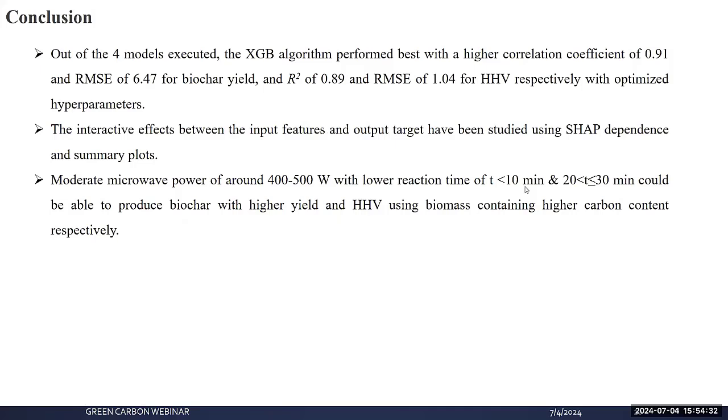Coming to the conclusion part, out of the four models executed, the XGB model has given higher prediction performance compared to other models, and the moderate microwave power of around 400 to 500 watt with a lower reaction time of less than 10 minutes and the time between 20 to 30 minutes. These conditions will favor the biochar with higher yield and energy value. These machine learning models are of black box nature, and these models won't give an explicit set of rules in order to implement into a practical scenario.